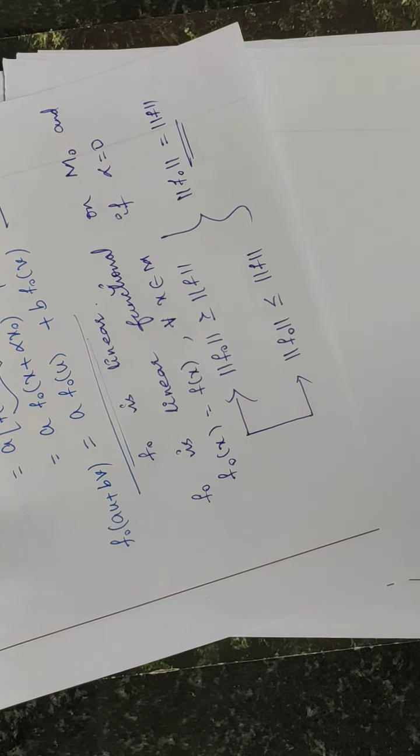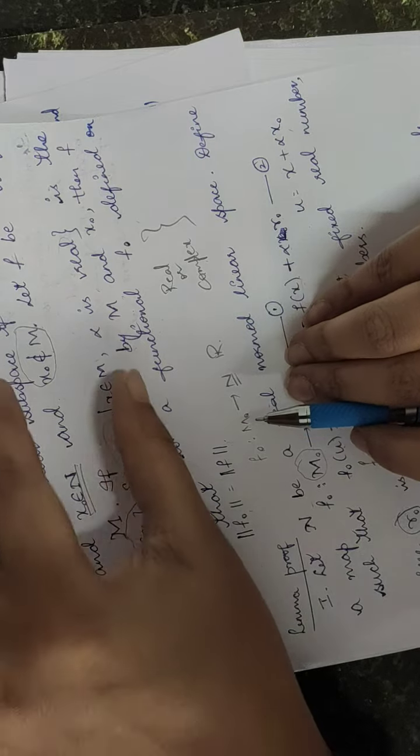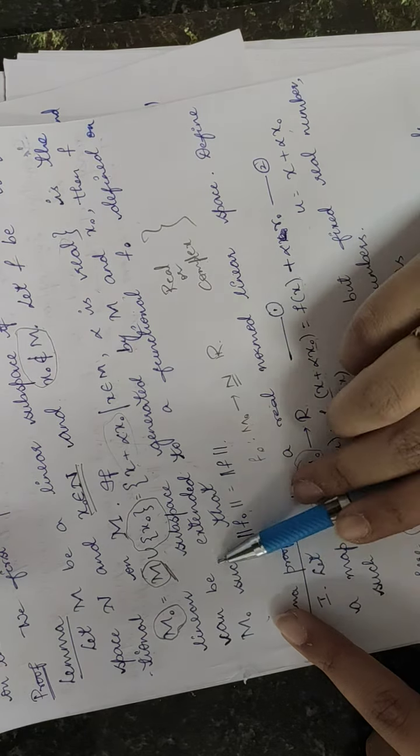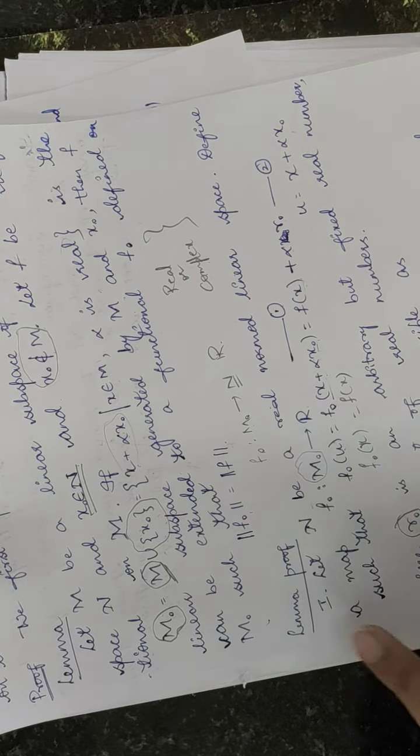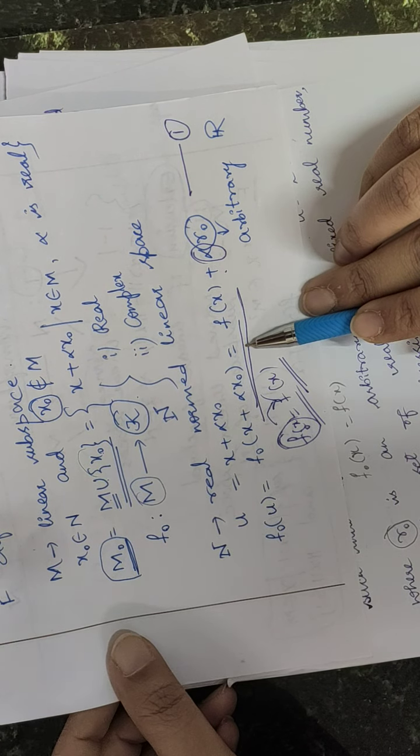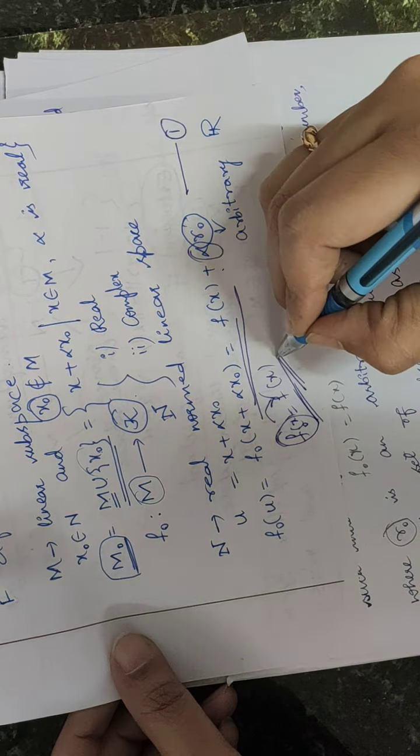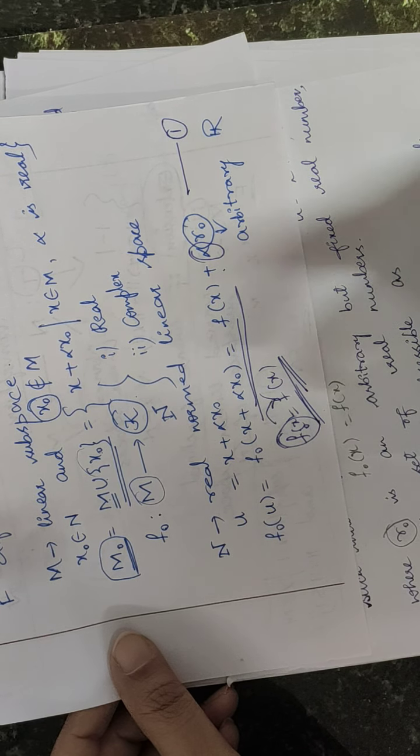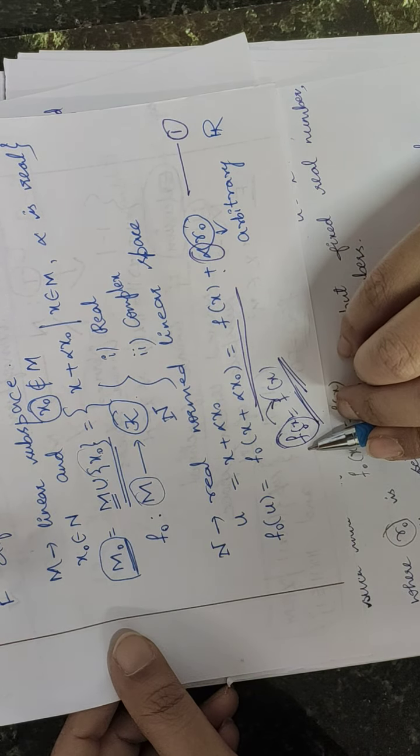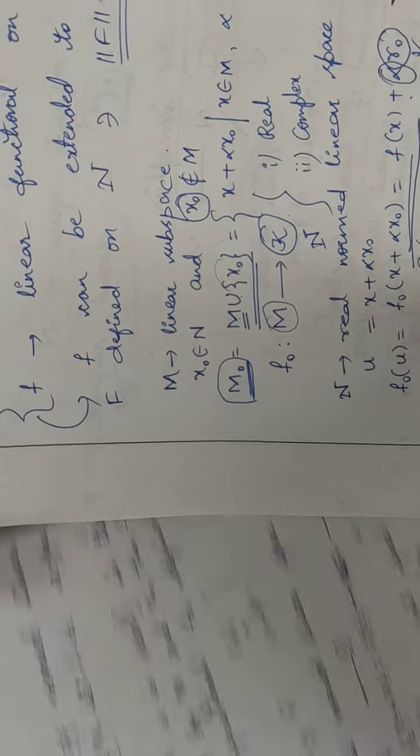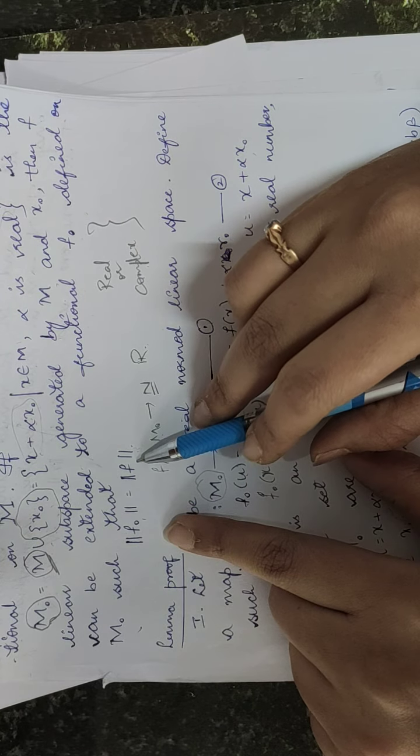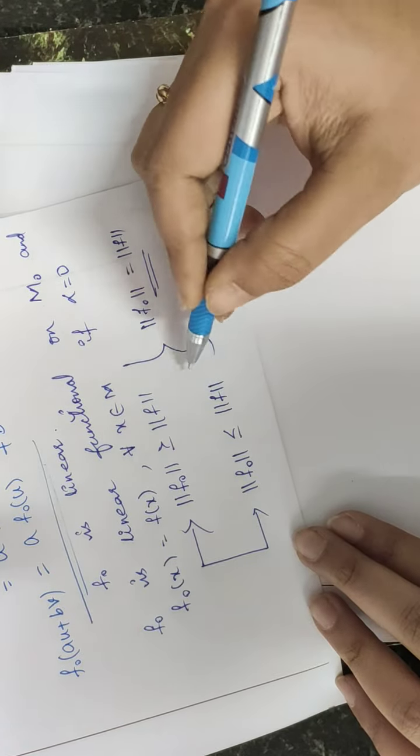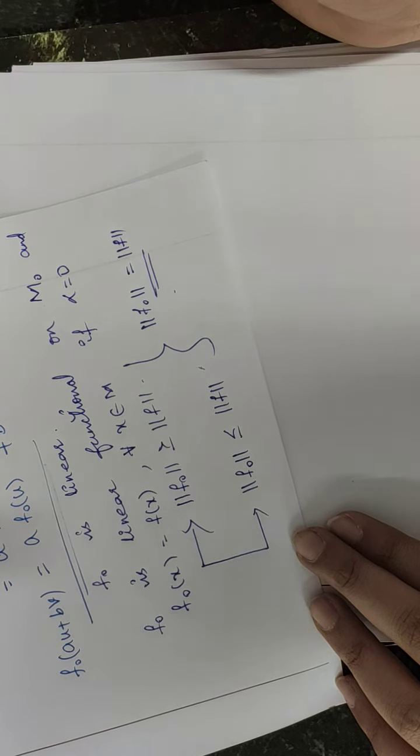I repeat, just check the statement once again. If this is the given data, first we have to prove that f can be extended to a functional f0 defined on M0. If I prove f0 of x is equal to f of x, then I can say that f0 is an extension of f. And one more part they have given in the theorem to prove, that is norm f0 is equal to norm f. In order to prove this, we will prove these two parts, and from these two parts we can conclude that norm f0 is equal to norm f.